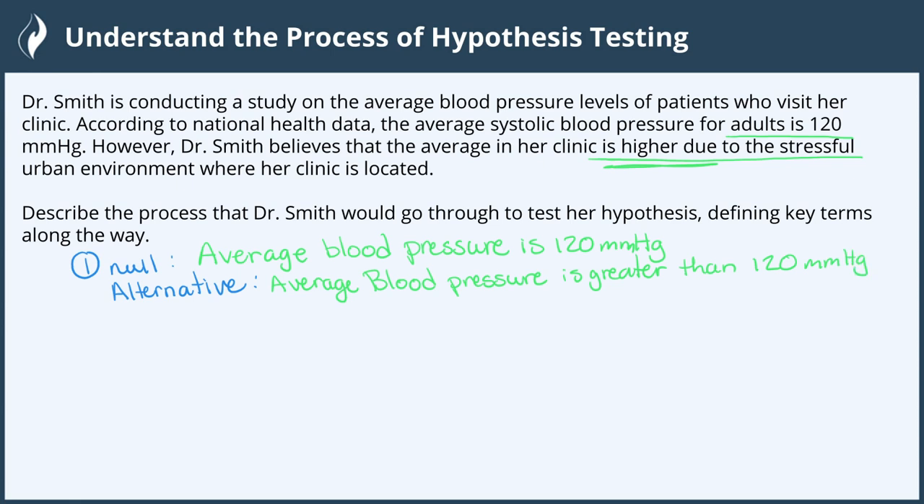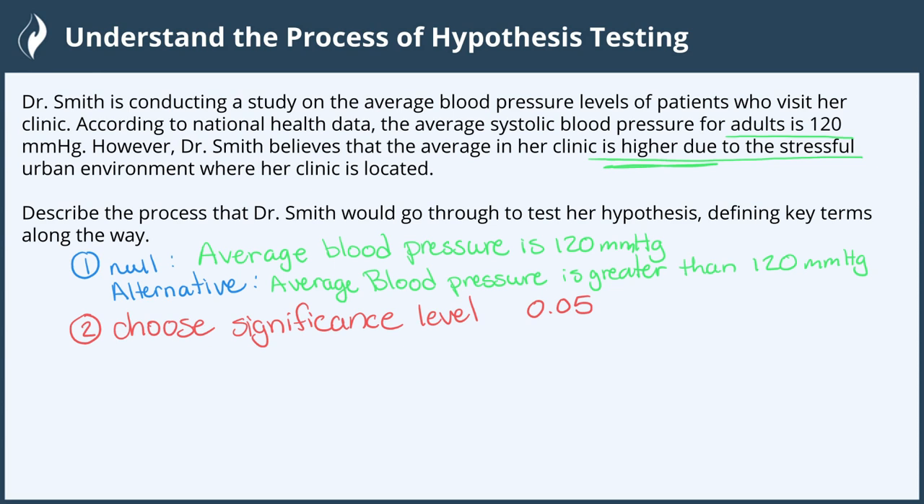The second step that Dr. Smith will take is to choose a significance level. Let's go ahead and choose a significance level for Dr. Smith. Let's do 0.05. The significance level is our tolerance for whether the sample parameter is different enough outside of the norm from what we expect.